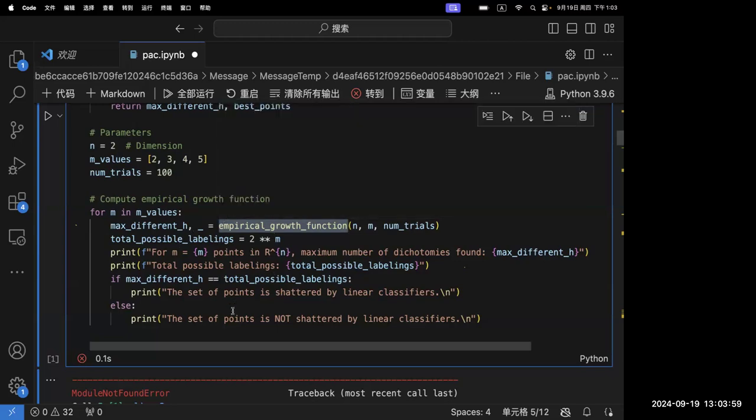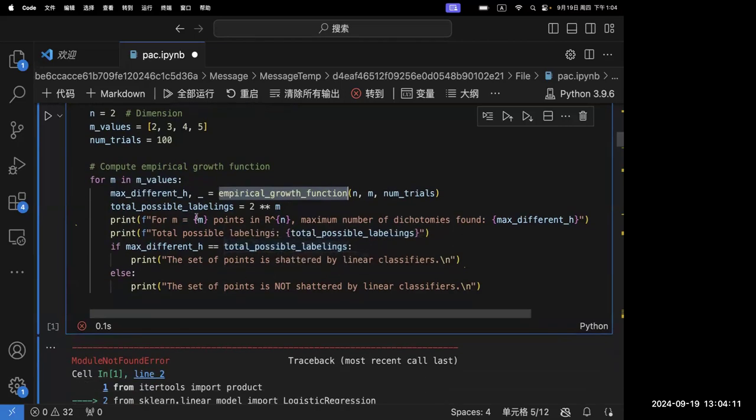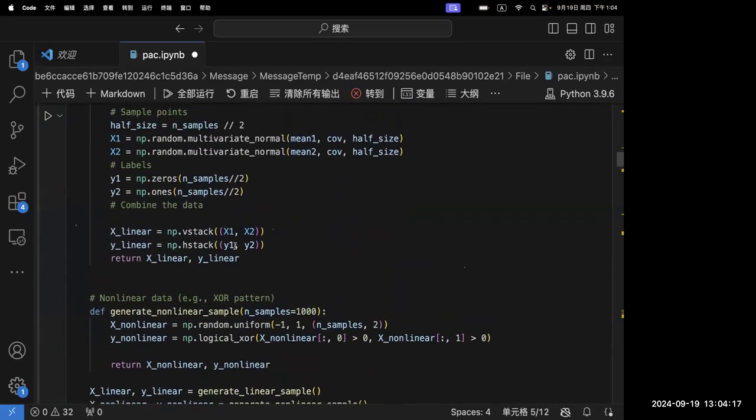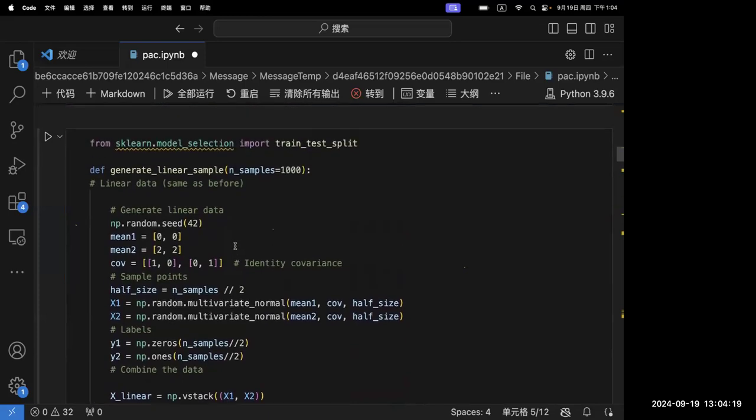But for a number of input points that is larger than 3, we cannot realize all the possible classifications, which means the VC dimension of the logistic regression is 3. That is consistent with the examples we have shown in the lecture.